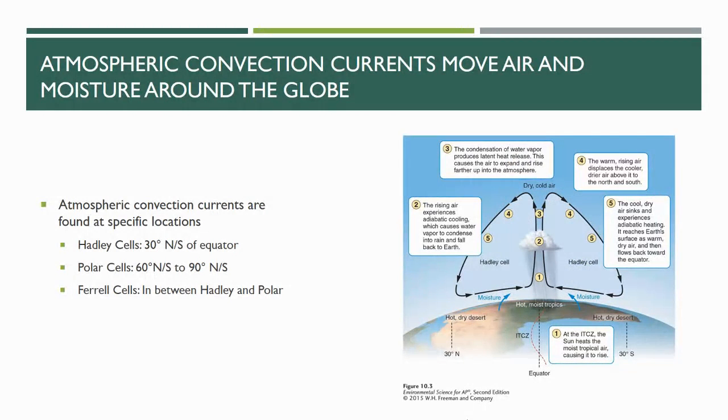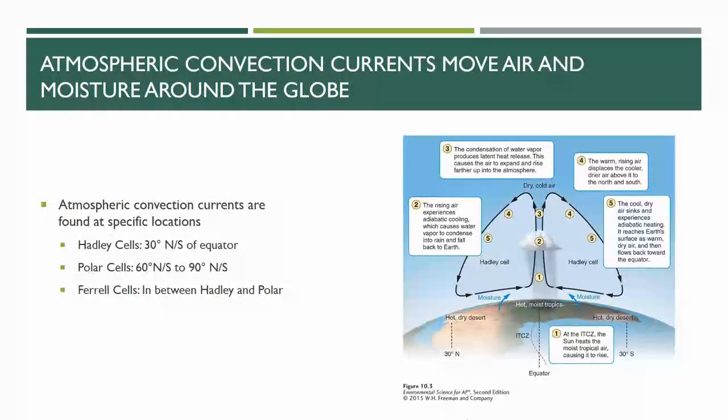Atmospheric convection currents are found at specific locations. Hadley cells, which is what our example will be, are found between the equator and 30 degrees north and south of the equator. Polar cells are between 60 degrees and 90 degrees, both north and south. And Ferrel cells are between Hadley and polar cells. So let's specifically look at what happens with a Hadley cell.